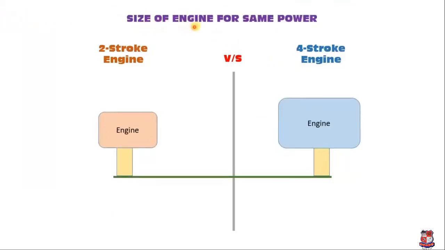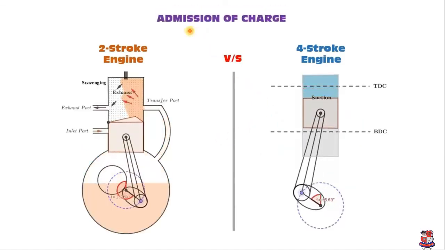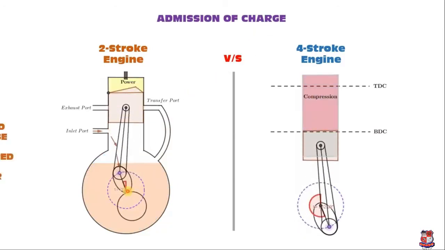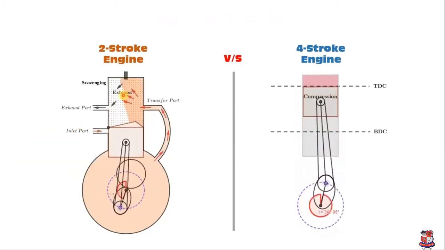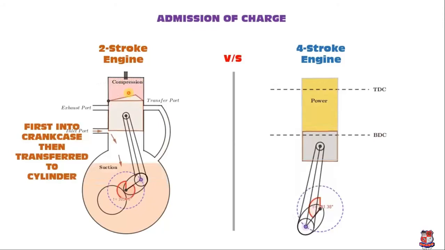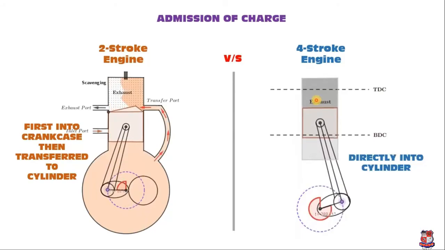Now, size of engine for same power. Suppose we are required to generate the same power, then in that case, the size of 4-stroke engine will be heavier as compared to 2-stroke engine. And admission of charge. In case of 2-stroke engine, charge is first admitted into crankcase and then into cylinder. First in crankcase, then into cylinder. While in case of 4-stroke engine, charge is directly admitted into cylinder.